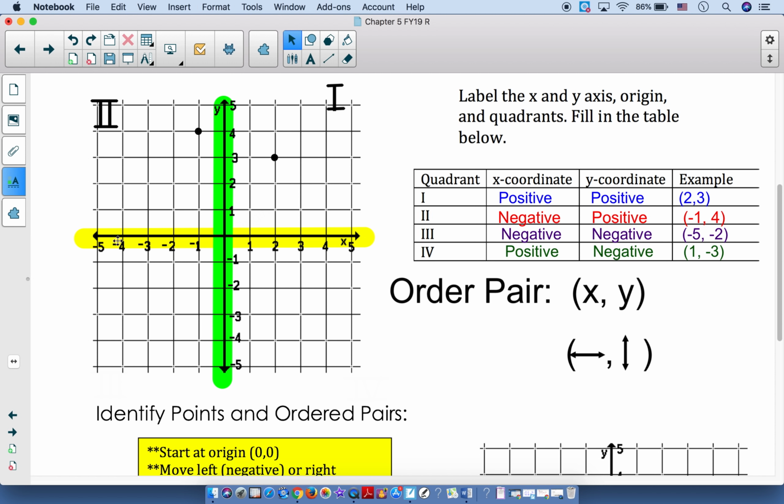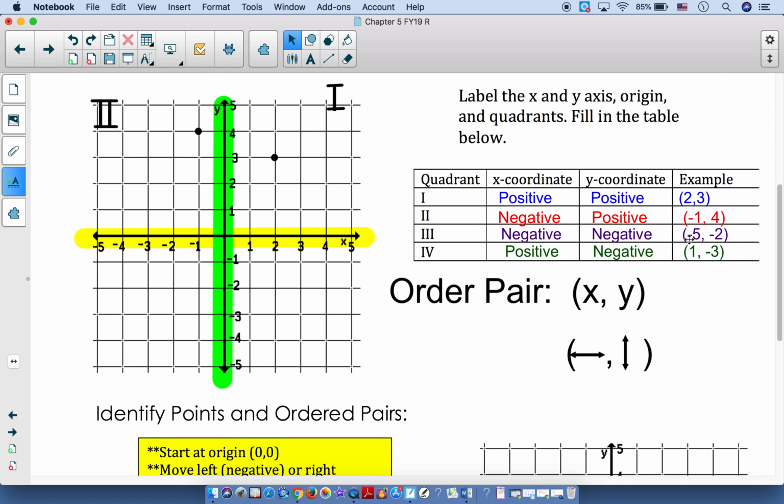Quadrant 3, if you think about it, is all negative. So the x has to be negative and the y has to be negative. It has to be to the left and then down. And so if I look at quadrant 3, it will always be negative, then negative. An example is -5, -2.